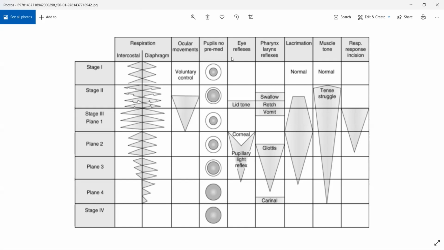Pupils, no pre-med. So there is something called pre-medication as well. I'll explain that shortly after this chapter. There are pre-anesthetic drugs that are given. Pre-anesthetics are basically those drugs that will be given to make sure anesthesia is a very pleasant experience for the patient. We'll get into what pre-anesthetics are, but first we'll do what general anesthetics are.